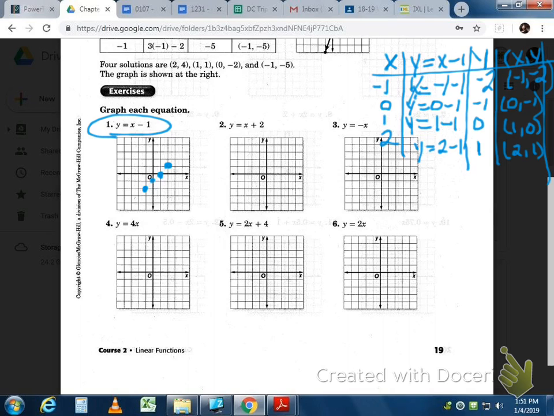Once you get the 4 points, they should be lined up. If any of them are out of line, then you know what you need to do? Go check your math because you got something wrong, right? They're supposed to be lined up, just like that. Make sure you go through the whole graph, put the arrows on the ends, and you're done. So you will be graphing these lines.